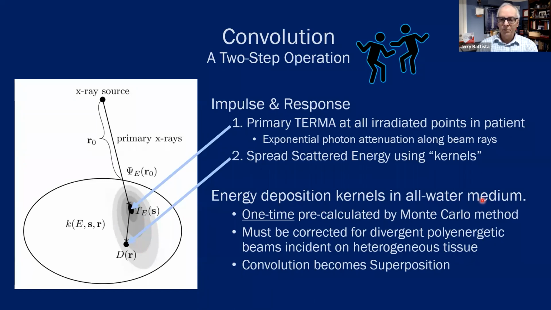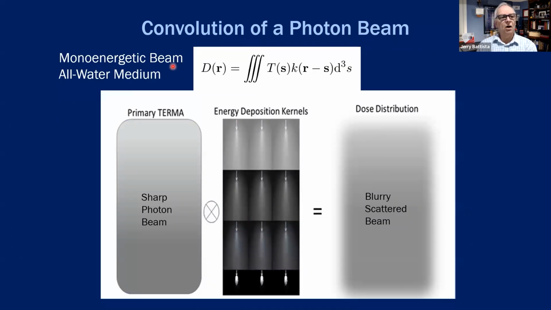If it's in all water medium, it's easy. But if not, then we have a problem with inhomogeneity. So let's look at all water. The dose everywhere is basically the terma I talked about earlier, the total energy released per unit mass at the source, that's at an interaction point, and then spreading the dose through the kernel K at every location using only the difference of their locations. So that means that kernel has the same shape everywhere. Its shape is not changed, but we change its intensity because of the photon attenuation.